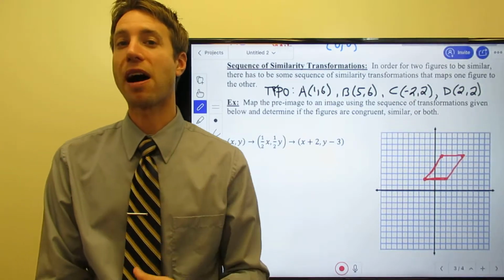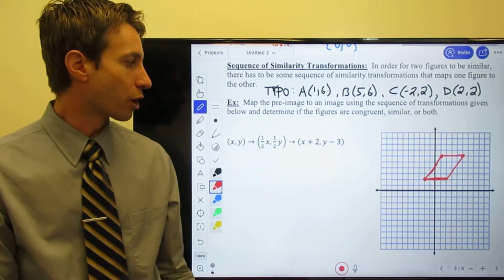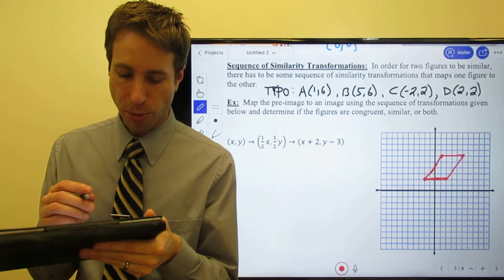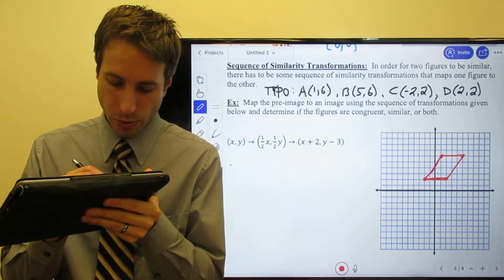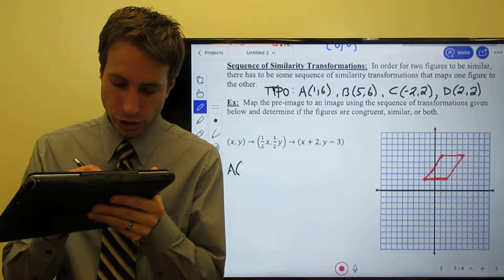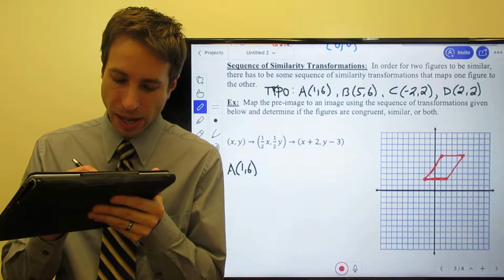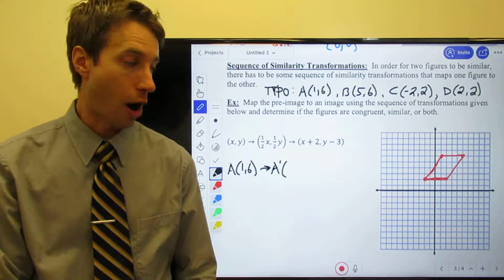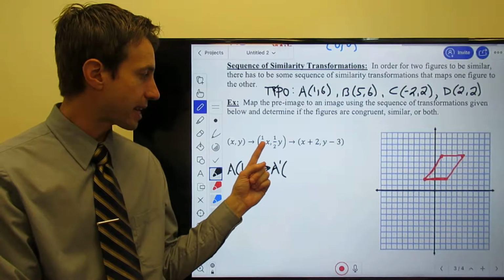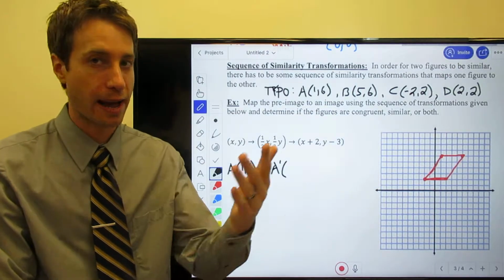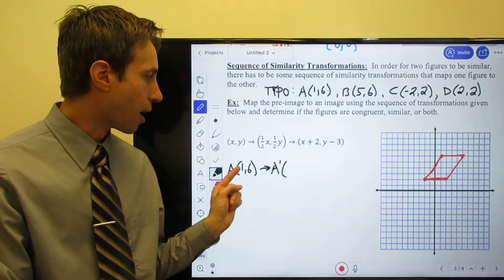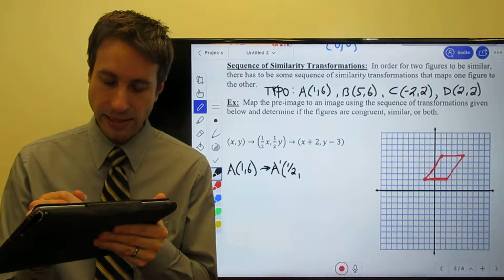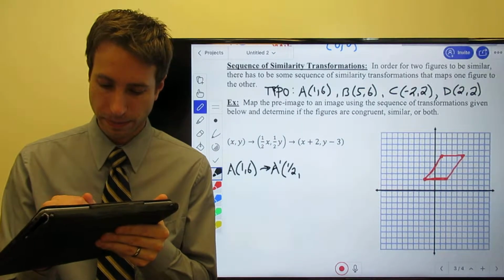Now, how do I find my image? Well, remember, we're going to apply the transformations to each of the points. So here we go. We start with A, which is at 1, 6. I apply the first transformation to get A prime. What I'm going to do is multiply the x by 1/2 and multiply the y by 1/2. No problem. 1 times 1/2 is 1/2. 6 times 1/2 is 3.